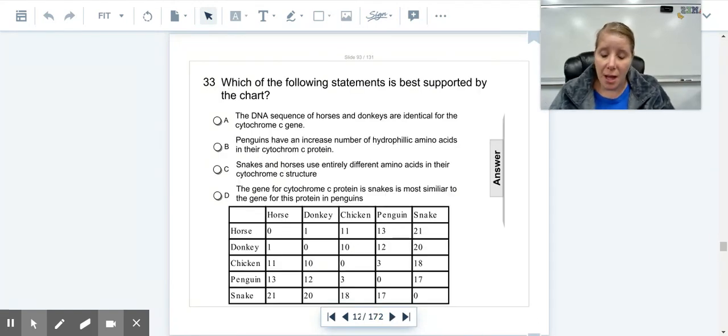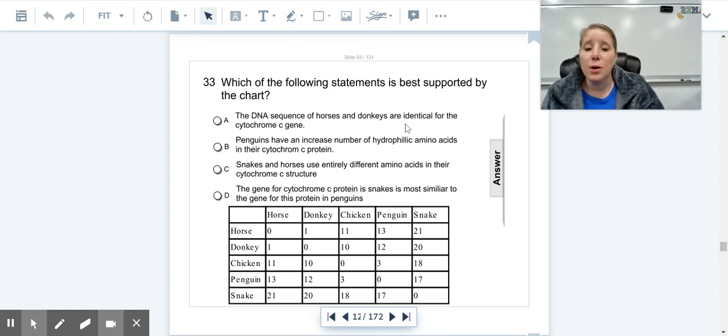All right, this chart. What this chart shows you is the difference in amino acids for the cytochrome C protein. It's not labeled properly, but that's what it is. So when you're looking at a horse versus a horse, they're the same thing. So they have 0 changes in amino acids. A horse versus a donkey has 1 thing. A horse versus a chicken, 11, penguin, 13, snake, 21. That's how you read this chart.